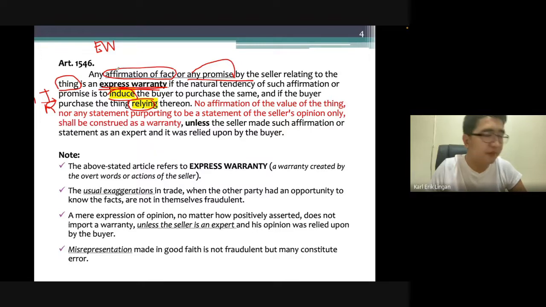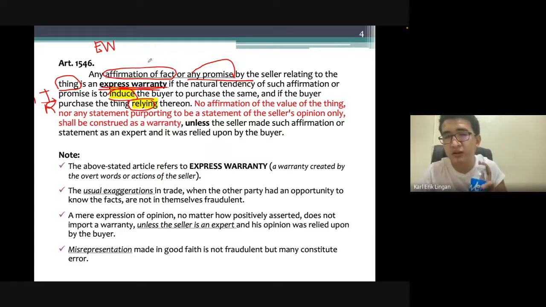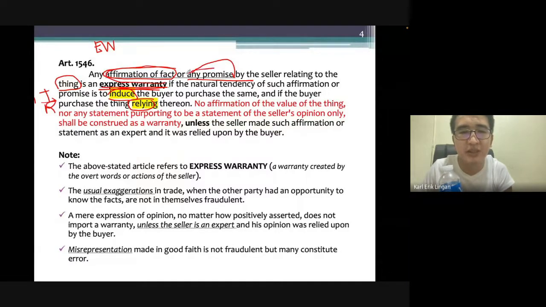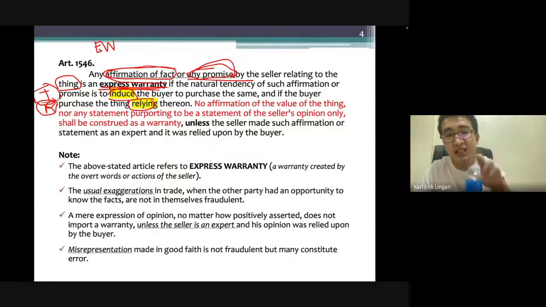Okay? Let's say, for example, any affirmation of fact, nagbenta ka ng water, bottled water. Sinabi mo, it has all the vitamins and nutrients in the world. Ganyan-ganyan. It will give you good skin, healthy skin, radiant-looking skin, mga ganyan. Yan. That could be an express warranty. Okay? Provided, however, na hindi lang siya basta sole affirmation of fact or any promise. Dapat, na-induce din talaga si buyer. Sabihin, naniwala si buyer. And, nag-rely siya dun sa statement mo na affirmation of fact. That is an express warranty. Okay? I hope that's clear.